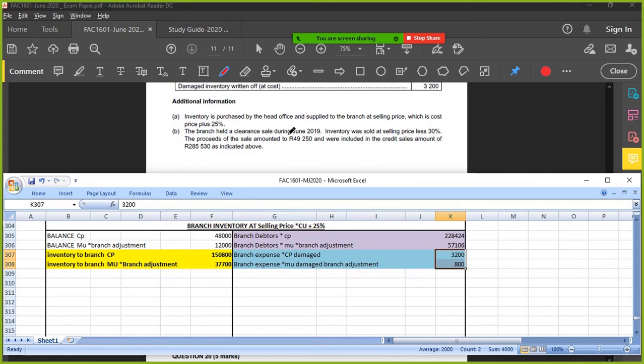The branch held a clearance sale during June. Inventory was sold at selling price less 30%. The proceeds on the sale amounted to that and were included in the credit sales amount of that. So they're telling you there was inventory sold at a discount. Do you agree? Yes. So cost price plus markup equals selling price. What was the discount? 30%. Yes, selling price less 30%. So this minus 30%.